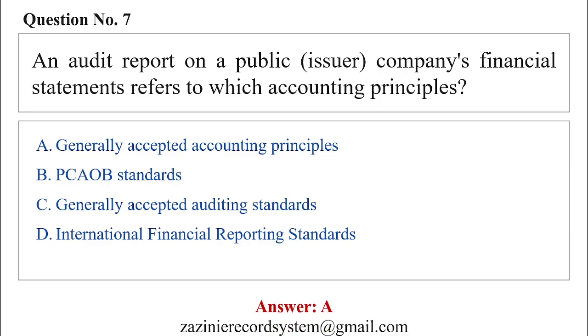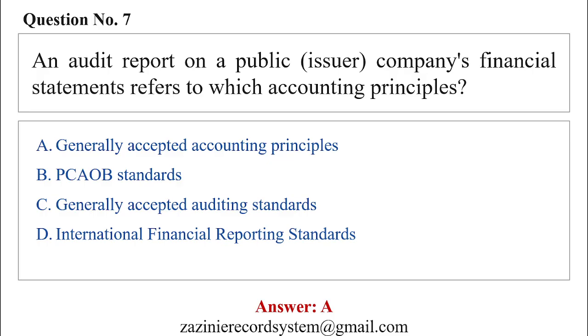Explanation. Letter A is correct because even for a public issuer company, the financial statements themselves are still prepared and evaluated against generally accepted accounting principles. PCAOB standards and generally accepted auditing standards govern how the audit itself is performed, not what accounting framework the statements follow.